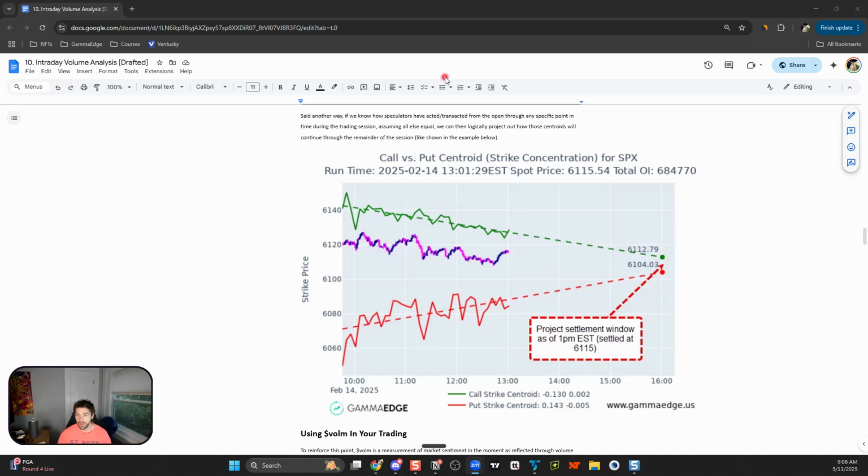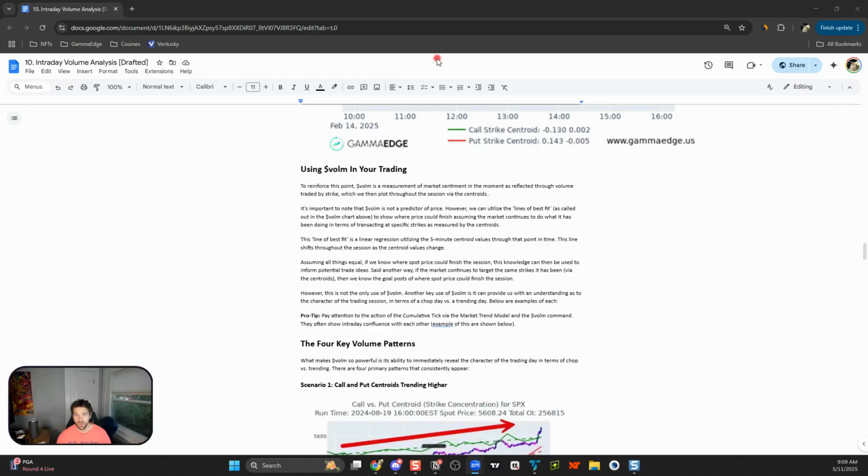And, depending on what your style is, if you're a credit spread trader, an intraday futures scalper, this is very informative to then identify our strategy and what our expectations should be for that day. And not only where price could go, but where price is likely not to go. To reinforce a key point, vol M is a measurement of market sentiment in the moment as reflected through volume traded by strike, which we then plot throughout the session via our centroids.